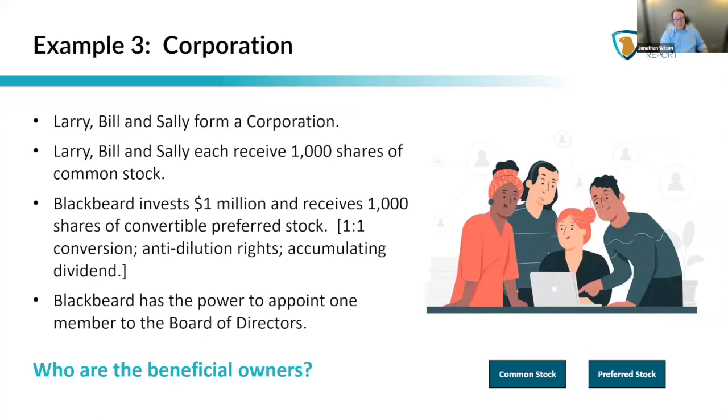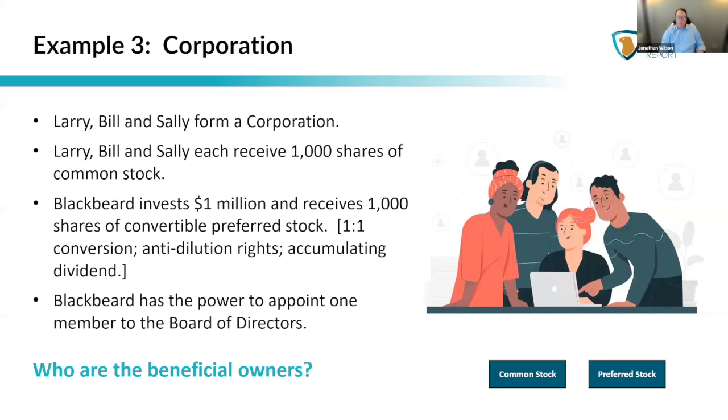Same facts as before. Larry, Bill, and Sally each get 1,000 shares of common, but in this case, Blackbeard comes along. Blackbeard invests $1 million, and he gets 1,000 shares of convertible preferred stock. The convertible preferred is going to convert into common on a 1-to-1 basis. Let's assume that he has anti-dilution rights and accumulating dividend and all kinds of other stuff.